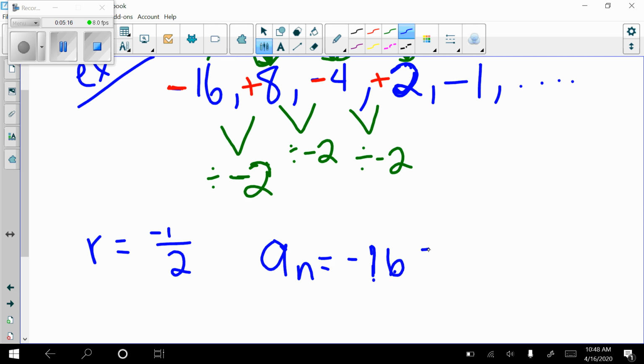And we're multiplying by negative 1/2 because we're dividing by negative 2. And then n minus 1 is the exponent on top. I'm sorry, that looks really messy. But it's negative 16 times negative 1/2 in the parentheses. So that's how we're going to be writing equations when it is a division, is the pattern.